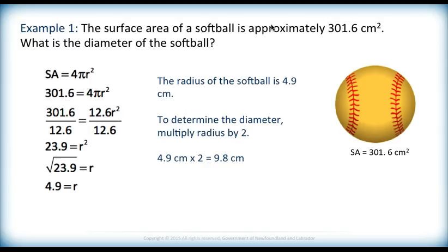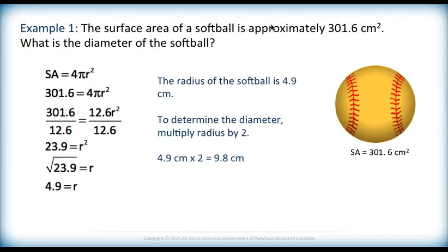In our first example, we are given the surface area of a softball, which is approximately 301.6 centimeters squared. You are required to find the diameter of the softball. Since we are talking about the surface area of a sphere, we're going to use the formula surface area equals 4 pi times r squared. We will first substitute the known dimension into the formula.